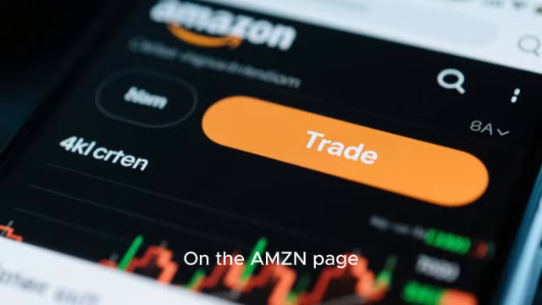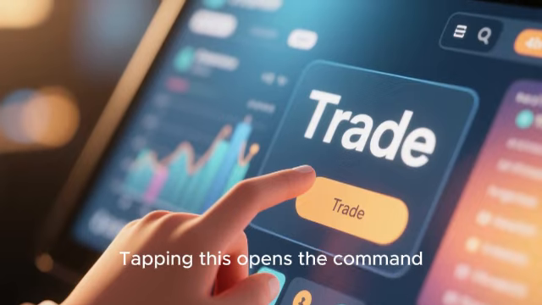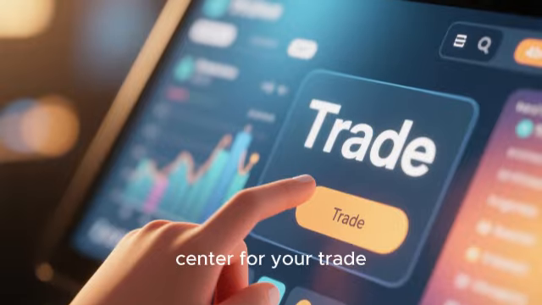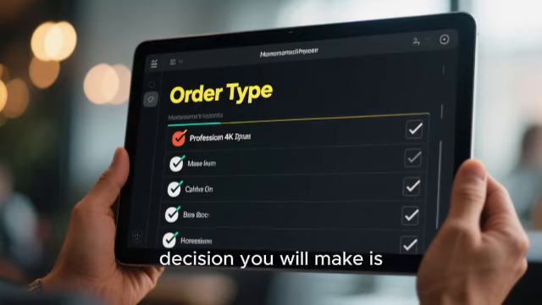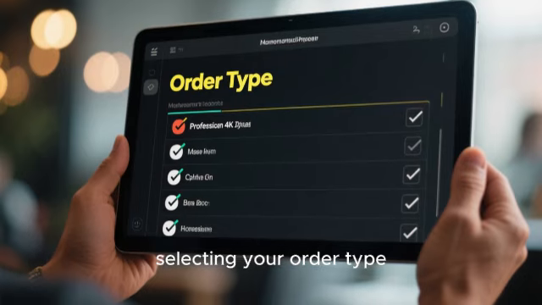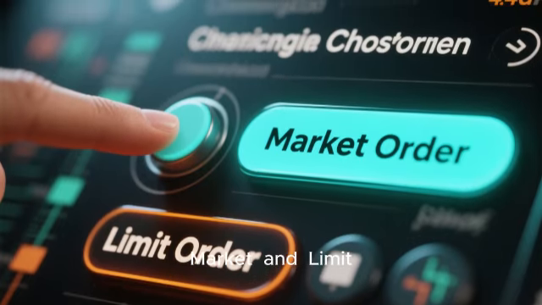Now, let's get to the core of the trade: the order ticket. On the Amazon page, you'll see a prominent button that says Trade or Buy. Tapping this opens the command center for your trade. This is where precision matters. The first and most critical decision you will make is selecting your order type. You will almost always see two main options: market and limit.